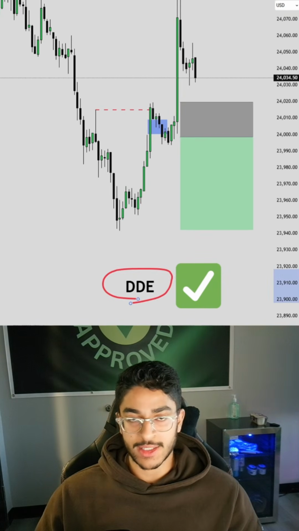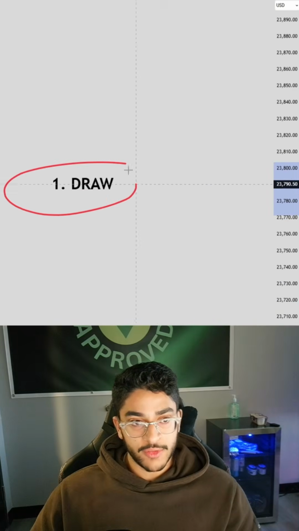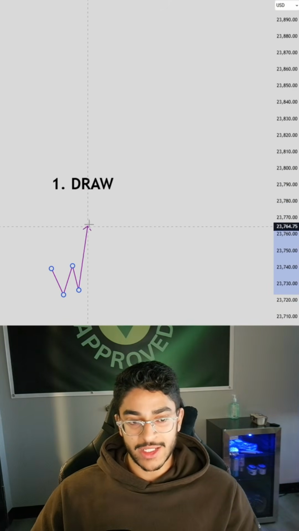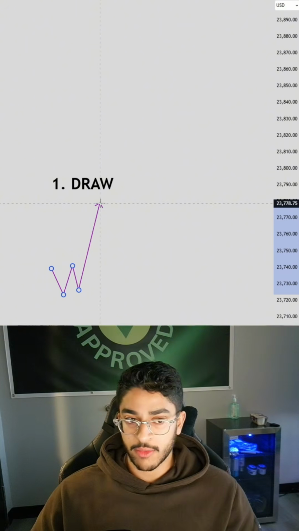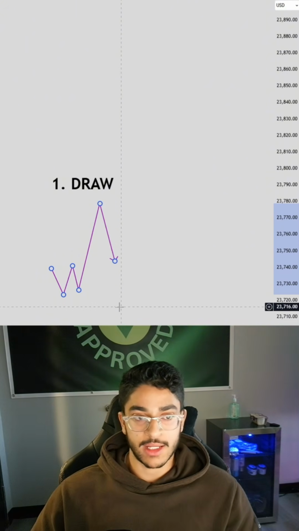I call this three-part process DDE. Let me explain to you what that means. The first D stands for draw. Draw in the market refers to engineered sell-side liquidity or buy-side liquidity, but for the case of going short, we're looking for engineered sell-side that hasn't yet been taken.